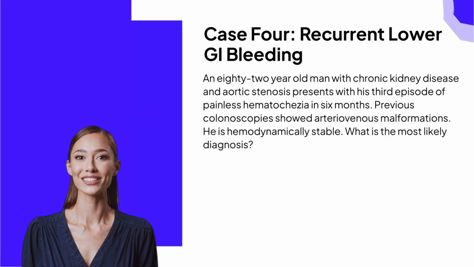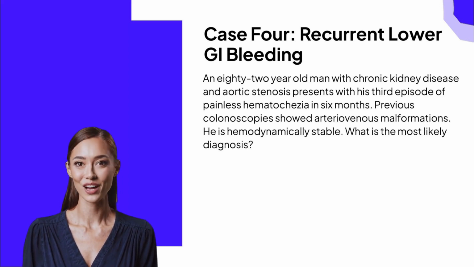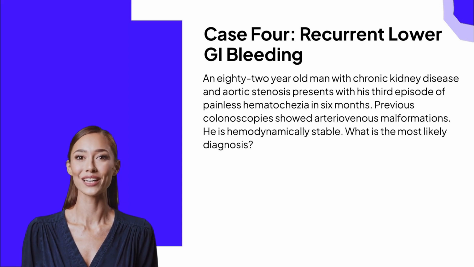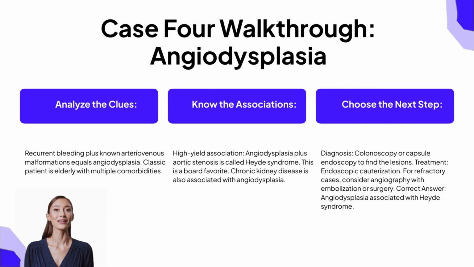This next case tests a high-yield association. An 82-year-old man with chronic kidney disease and aortic stenosis presents with recurrent episodes of painless hematochezia. Previous colonoscopies showed arteriovenous malformations. What is the most likely diagnosis? Let's analyze this carefully. Recurrent bleeding plus known arteriovenous malformations equals angiodysplasia. But the board examiners have given us additional clues. The combination of angiodysplasia plus aortic stenosis is called Heyde syndrome, and this is a favorite board question.